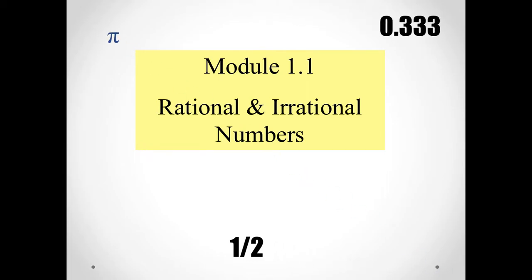We have all these numbers. We all know we have integers, we have decimals, we have fractions, we have 0, 1, 2, 3, infinity, we have pi. So we have all these numbers, but all these numbers can be grouped into rational and irrational numbers.